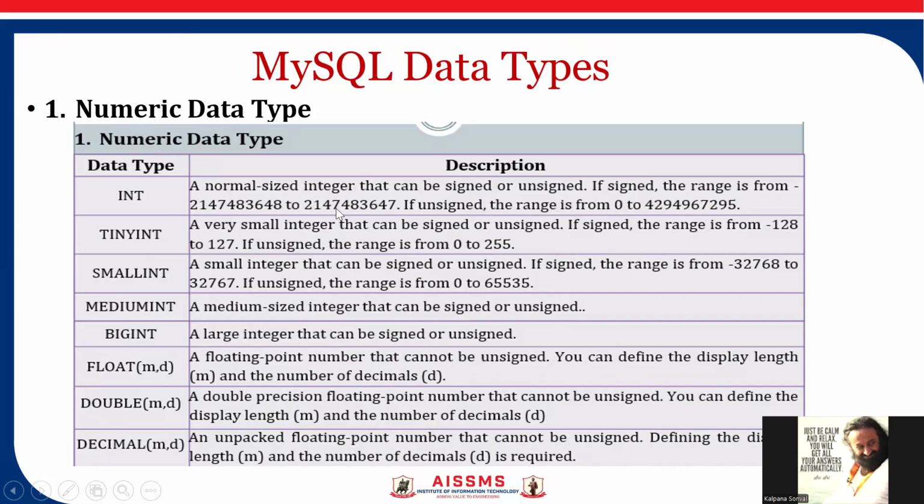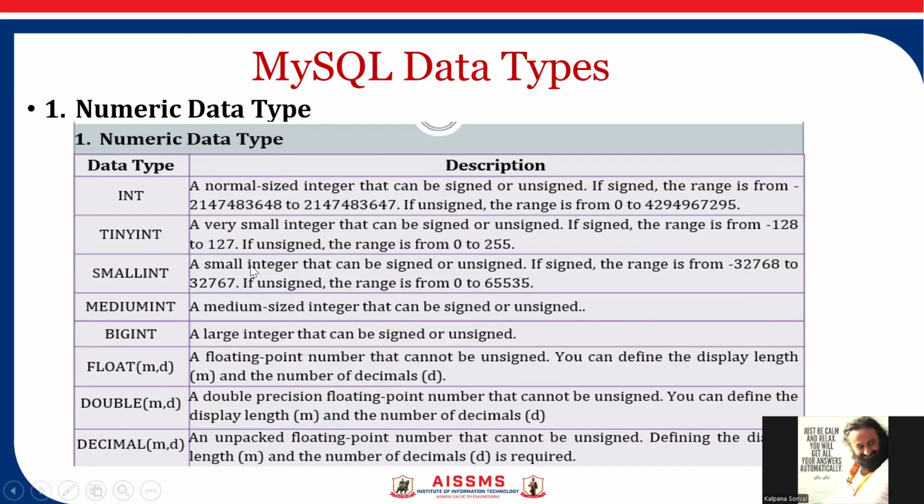-2147483648 to 2147483647. Tiny int is a very small integer that can be signed or unsigned. If signed, the range is from -128 to 127.